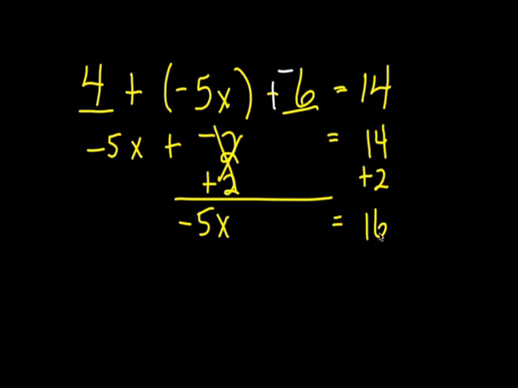equals 16. Then opposite operation, so I'm multiplying by negative 5, so I divide by negative 5. Negative 5 over negative 5 will cancel. Okay, sign first. Positive divided by negative is a negative, and 16/5 can't be simplified, so that's my answer.